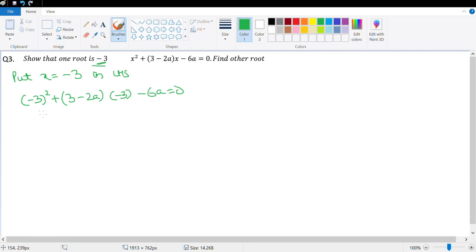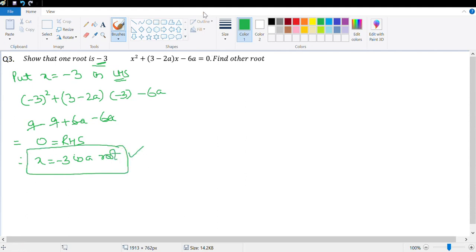Perfect. So this is negative 3 whole squared, that's 9. This is 3 into negative 3, that's negative 9. Negative 2a into negative 3, that's plus 6a. And this is negative 6a. I'm not putting the right hand side, I've said I'll put it only in the left hand side. So this is equal to 9 minus 9, that's 0. 6a minus 6a, that's 0, which is equal to RHS. Therefore, x is equal to negative 3 is a root or a solution. So we've got one part of the question. We've been able to prove that.